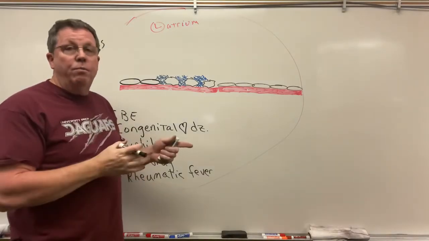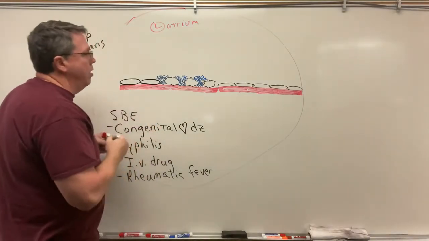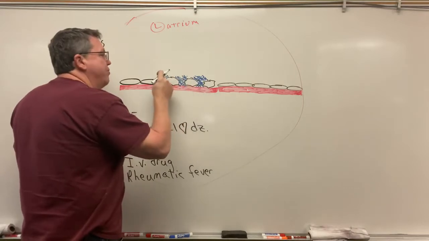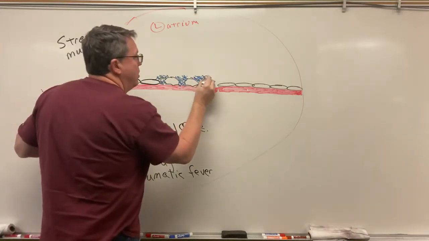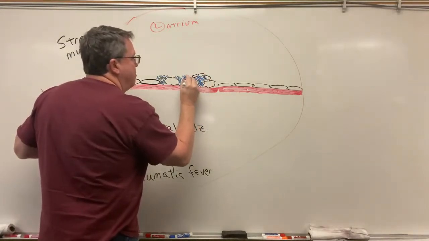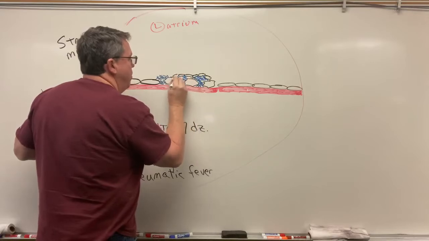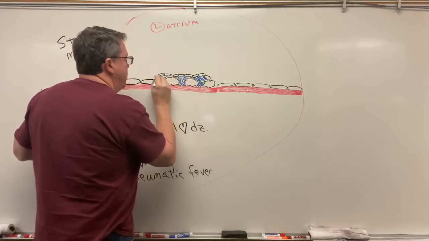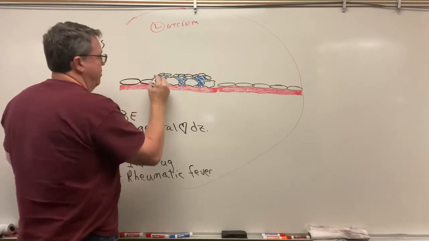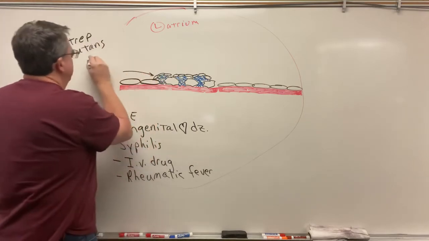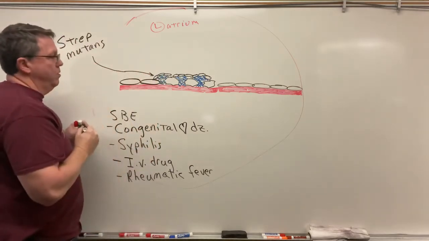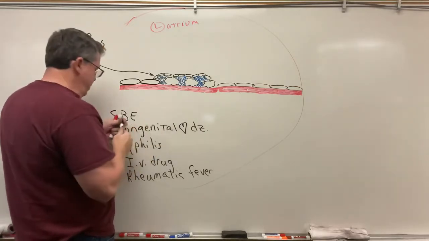And of course, all the blood eventually has to go to the heart. So because you already have this fibrin and platelets here, what's going to happen now is my strep mutans is going to start to adhere to this fibrin and platelets right here. So this is my strep mutans here. That's my strep mutans, right? This is the fibrin and platelets.